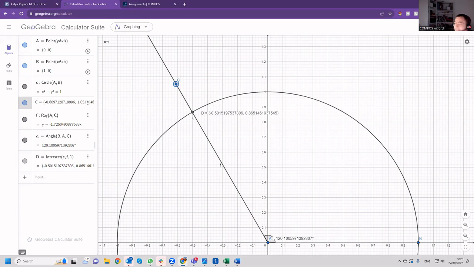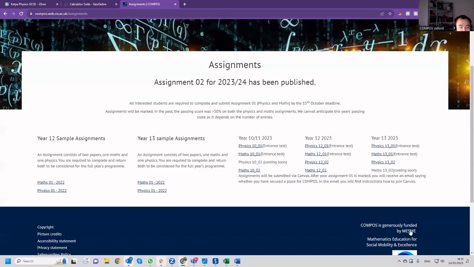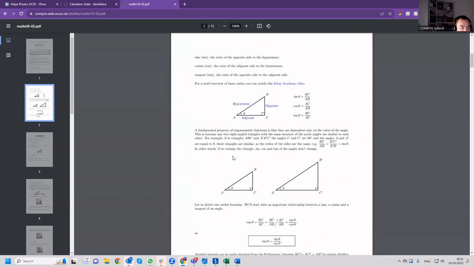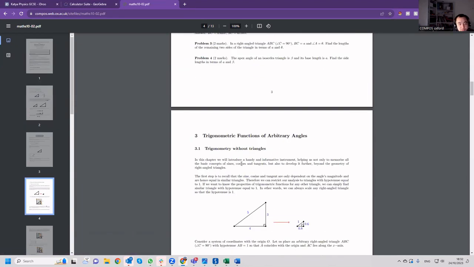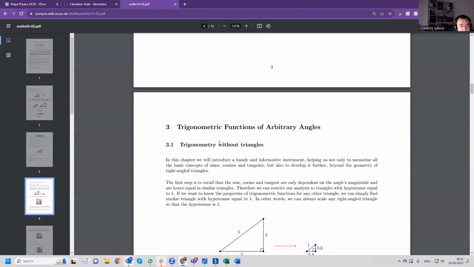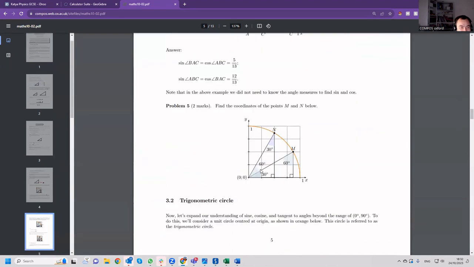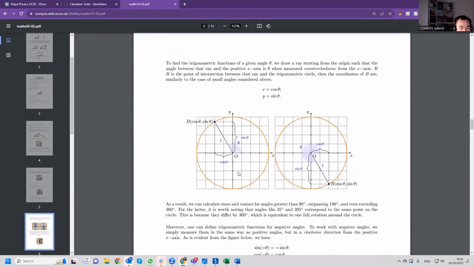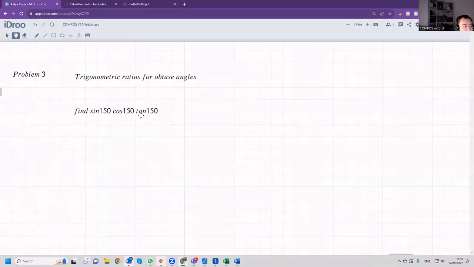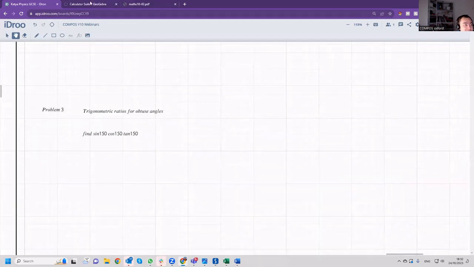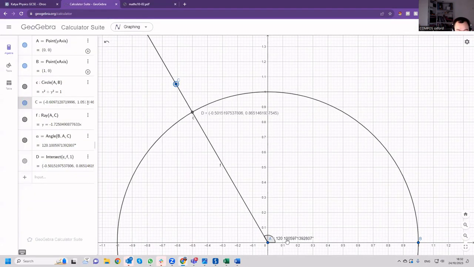That's the beautiful thing about it. If you look at the assignment, the section is called Trigonometry without triangles. We don't need the triangle anymore. Okay, so here it is. We can find sine and cosine of obtuse angles using the circle. For example, for 120 degrees, cosine is minus 0.5 and sine is 0.87.